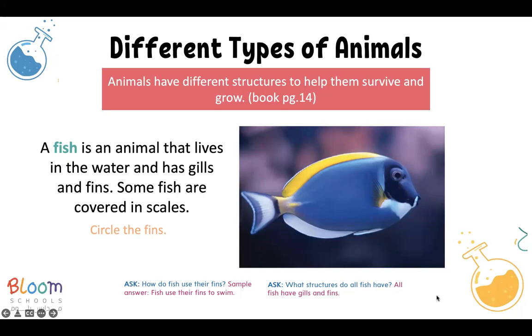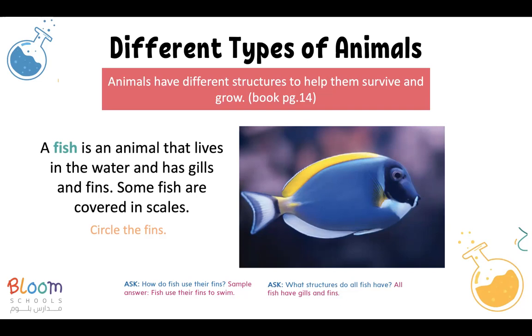So the first type of animals are fish. A fish is an animal that lives in the water and has gills and fins. So these are the fins and these are the gills. Some fish are covered with scales. Not all the fish, only some fish.